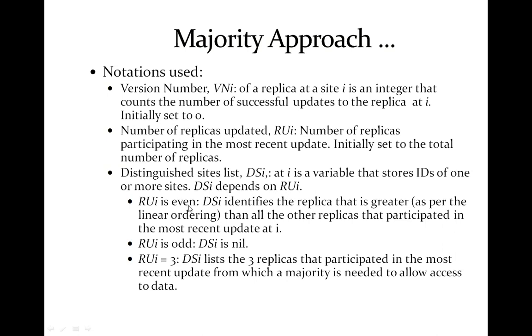When RUi is even, meaning the number of replicas updated most recently is even, then DSi identifies the replica that is greater than all other replicas participating in the most recent update of the replica at site I. So if it is even, then DSi identifies the replica that is greater than all the other replicas participating in the most recent update at I. But if RUi is odd, then DSi is considered to be nil.